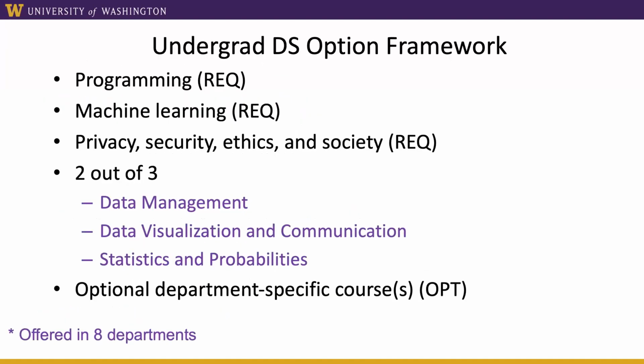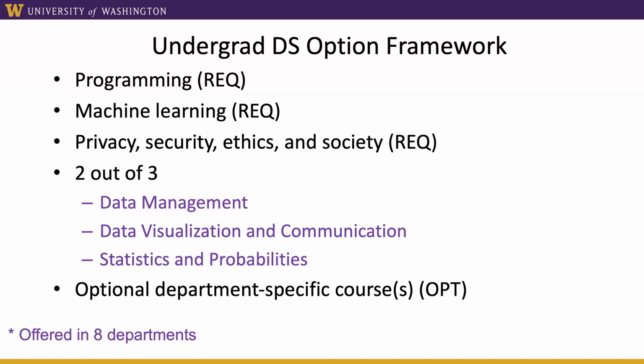If we look at the undergraduate option, it has a programming requirement, so a course in programming, a course in machine learning, a course that covers privacy, security, ethics, and society. It can be that data and society course that I mentioned on the previous slide, but these courses have been coming up in many different departments across campus, so it doesn't have to explicitly be that course. And then 2 out of 3 courses covering data management, data visualization and communication, statistics and probabilities.